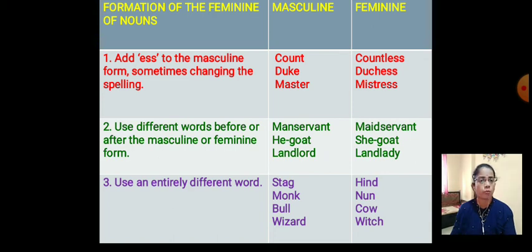It means we have to write different words when we convert the masculine gender into the feminine gender. Manservant, maidservant. He-goat, she-goat. Landlord, landlady. Third one, use an entirely different word. Stag, hind. Monk, nun. Bull, cow. Wizard, witch. That is the difference between the masculine and feminine gender.